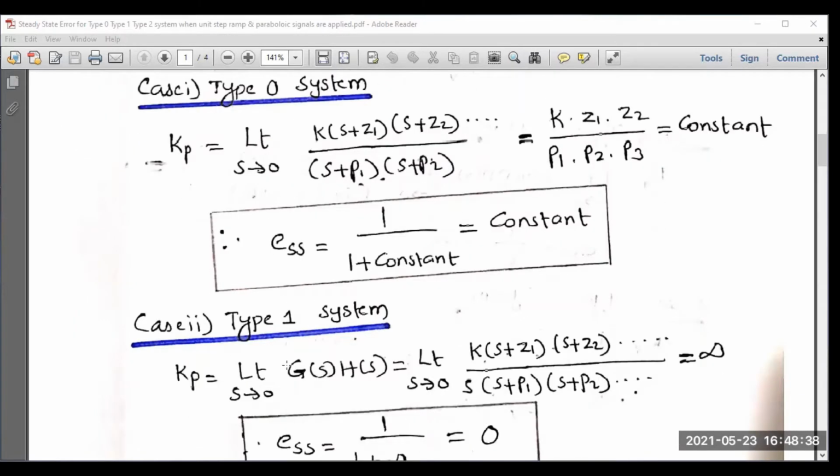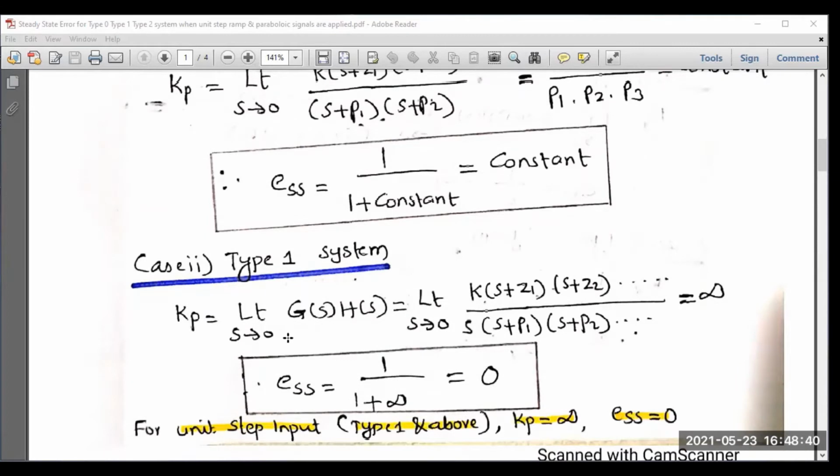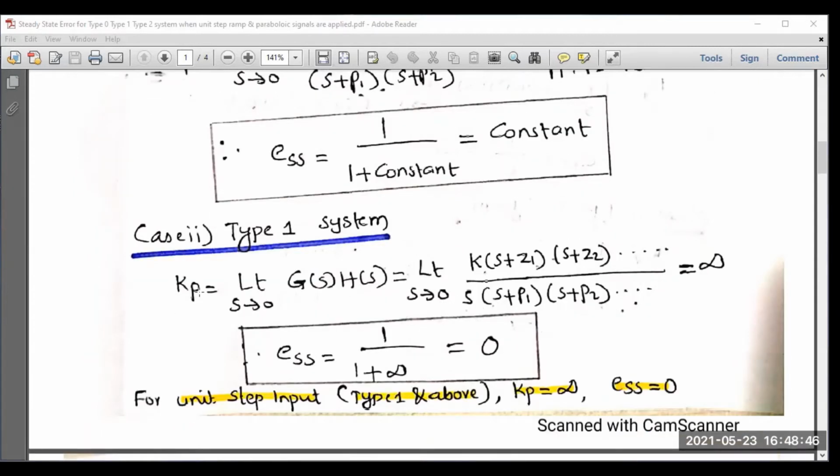Let me discuss the type 1 system. First, let us understand. This is a general representation for a type 1 system. I'll be writing the general expression for a type 1 system. Let me calculate the value of the position error constant. Kp is equal to limit s tends to 0, G of s into H of s. That means limit s tends to 0, K into (s plus Z1) into (s plus Z2) divided by, here you have to take care, s to the power 1, you have to put s to the power 1, into (s plus P1) into (s plus P2). Why is s here? Because it is a type 1 system.